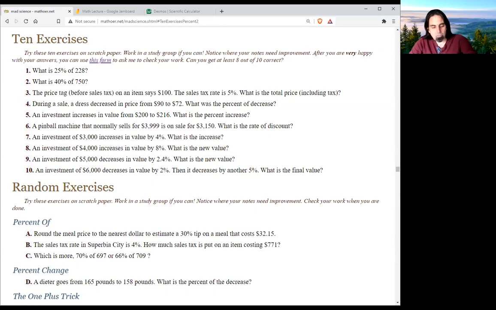Welcome to week 5. We're doing level C math. We're at the 10 exercises for the mad science percentages, squishing lots of numbers together, not yet with equal signs, and having percentages. So which one do you want to start with?